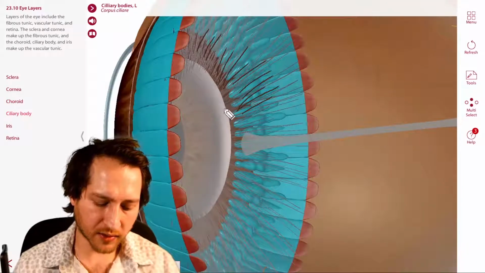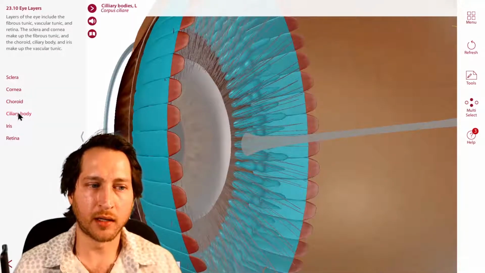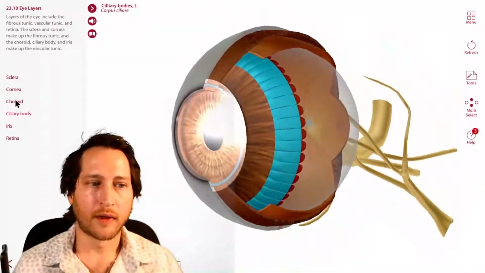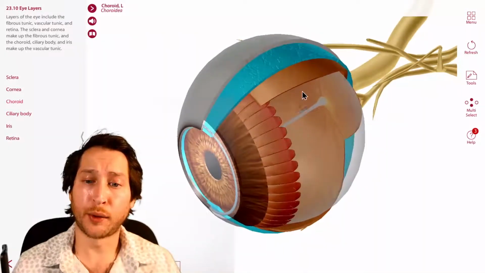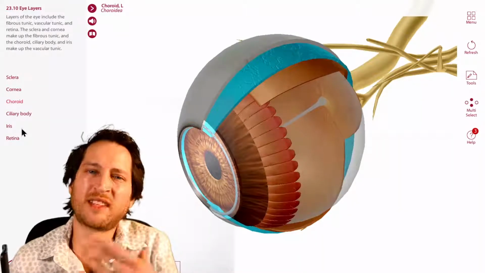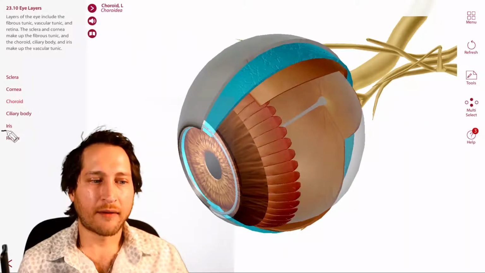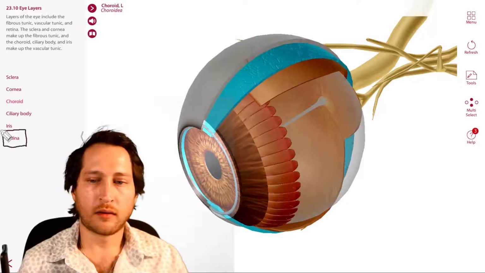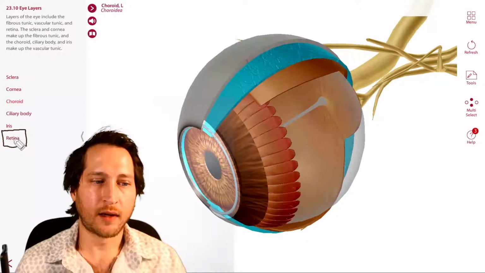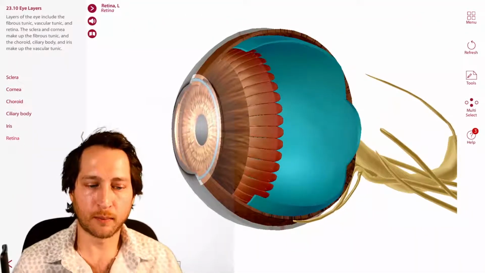But I want you to see those here, so when we discuss the ciliary body and then the choroid, which the ciliary body gives rise to, you'll have basically seen it here. And then lastly, we have the neural layer or the retina, and that's what contains the photoreceptive cells, the rods and the cones.